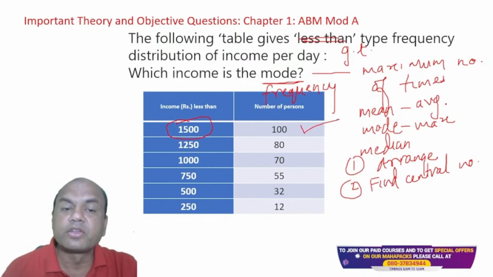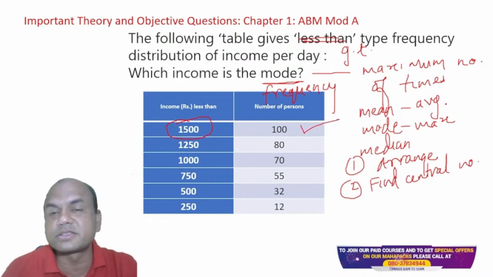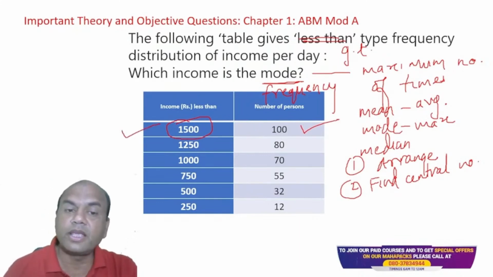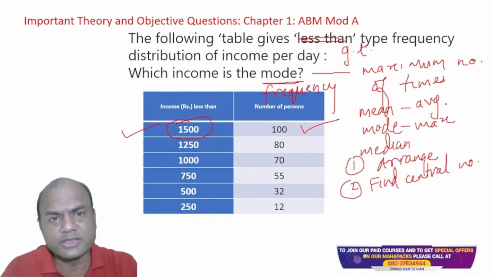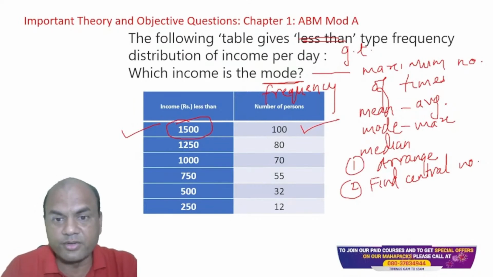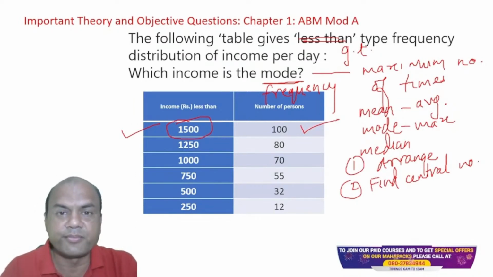100. So which income class is having this modal class? This is 1500. So this is your answer. In the exam, tick wherever 1500 is given. Clear, simple? Got it? Shall we move ahead?